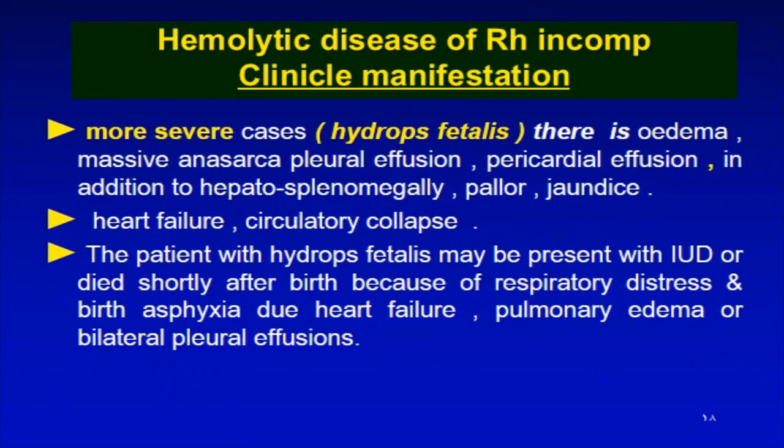In more severe cases, there is hydrops fetalis, in which there is edema, massive anasarca, pleural effusion, pericardial effusion, in addition to hepatosplenomegaly, pallor, and jaundice. This may also be associated with heart failure and circulatory collapse. So the patient with hydrops fetalis may present with intrauterine death or die shortly after birth because of respiratory distress and birth asphyxia due to heart failure, pulmonary edema, and bilateral pleural effusion.